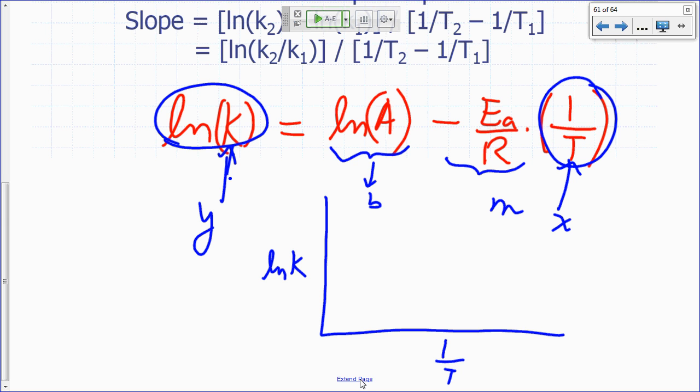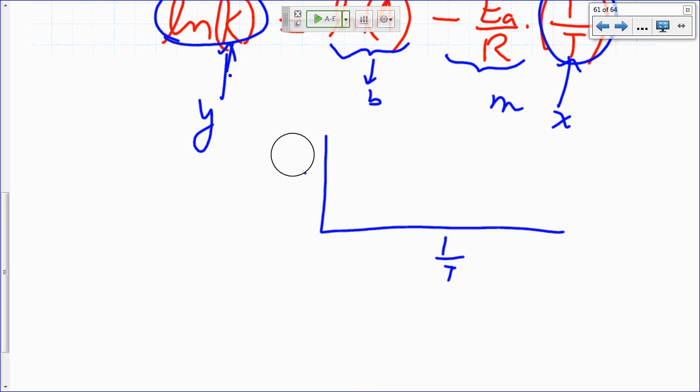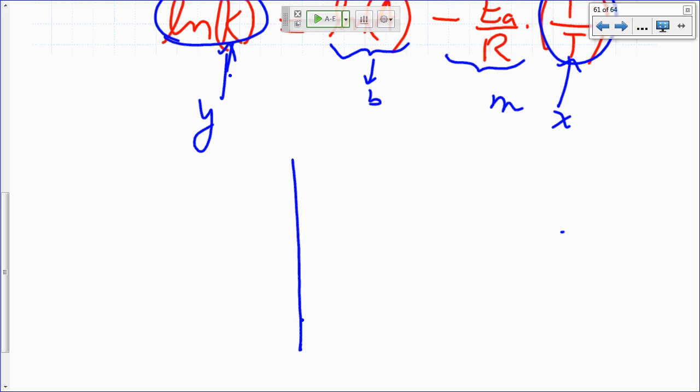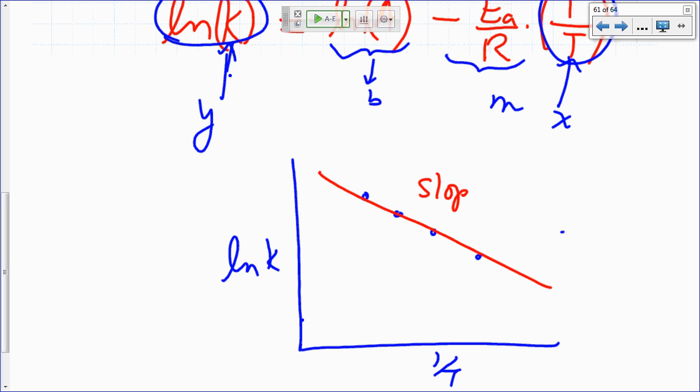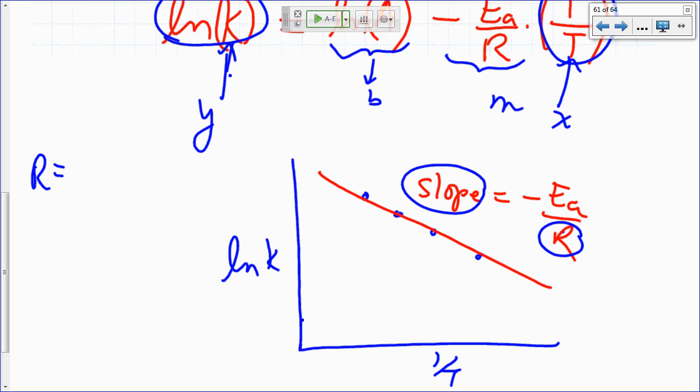So if you were to make this plot, let me give this a little more room here. If I were to plot natural log of k versus 1 over T, I'm going to get a straight line with a slope equal to negative E sub A over R. In other words, if I want to determine my energy of activation, all I have to do is multiply my slope by R. What's the value of R? 8.314 joules per Kelvin per mole. Okay? And what would be the y-intercept for this one? It's going to be natural log of that constant A, the pre-exponential factor. That depends on what the reaction is.